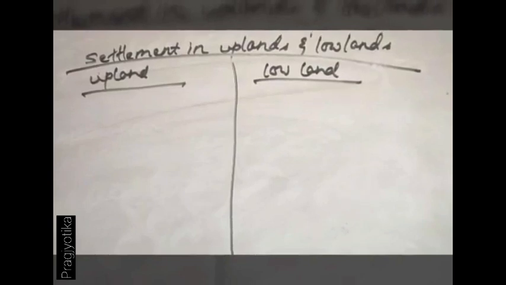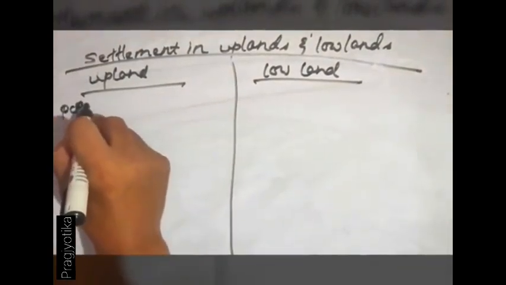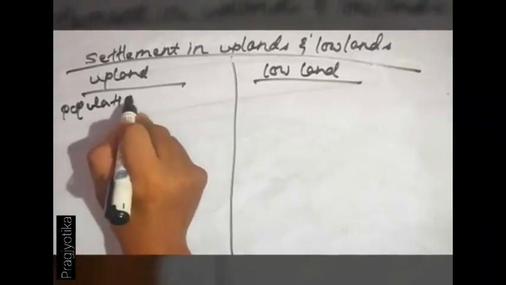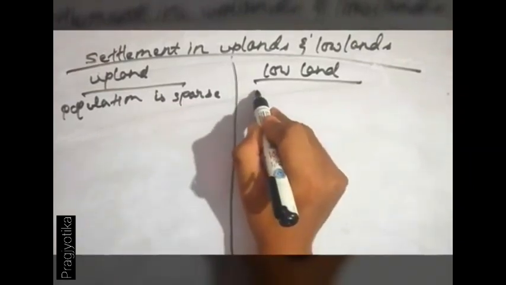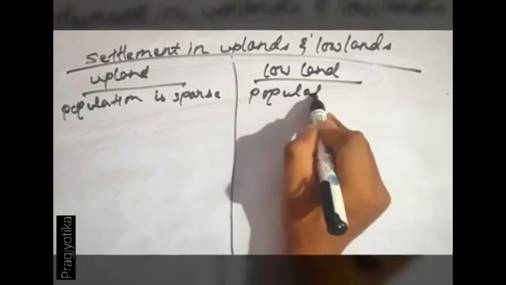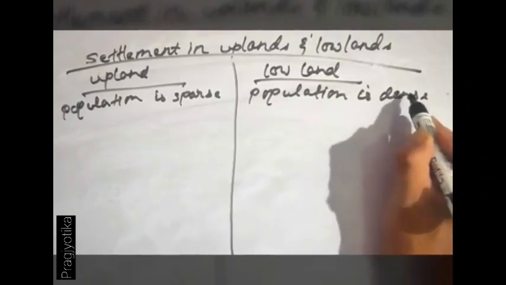Now there are some differences between the settlement in uplands and lowlands. Let's discuss that. As I've told you, one, in uplands the population is quite sparse or dispersed, but in lowlands the population is quite dense. Here population is sparse. Here population is dense.